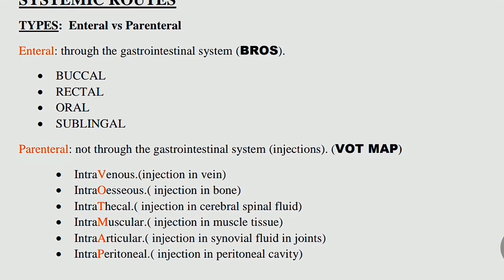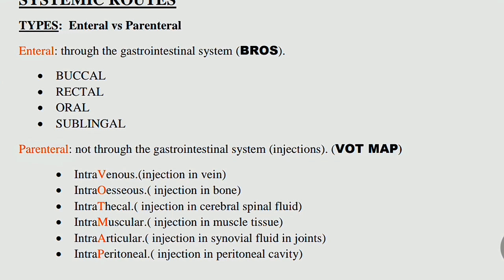Let's talk about systemic routes. Like we said before, systemic routes are routes that have to make their way into systemic circulation. So there are generally two types of systemic routes. We have entero, and then we also have parenteral. So when we talk about entero routes, these are routes that are associated with the gastrointestinal system. So they go through the GIT. So if you want to remember these routes, all you need to do is just say bros, right? Think of your bro. Yeah, so the B is for buccal, the R is for rectal, the O is for oral, and then the S is for sublingual.